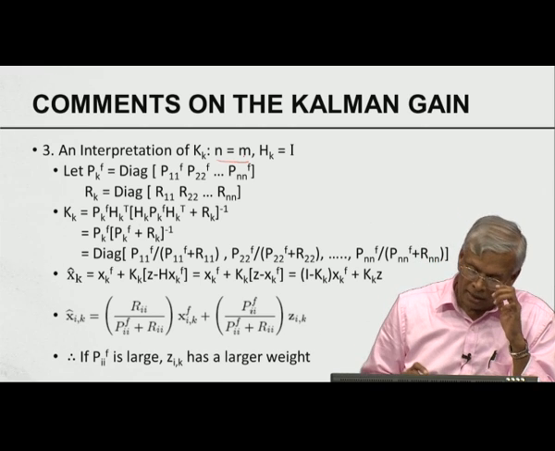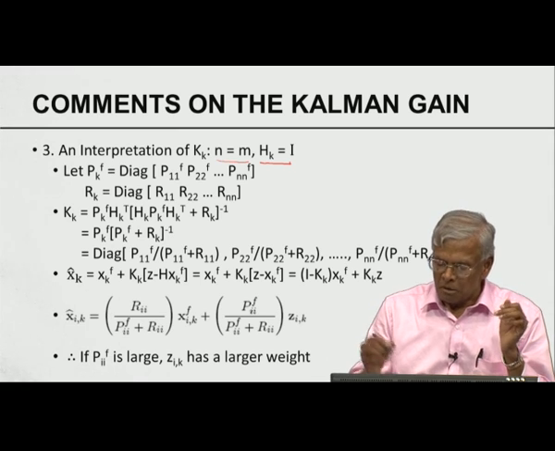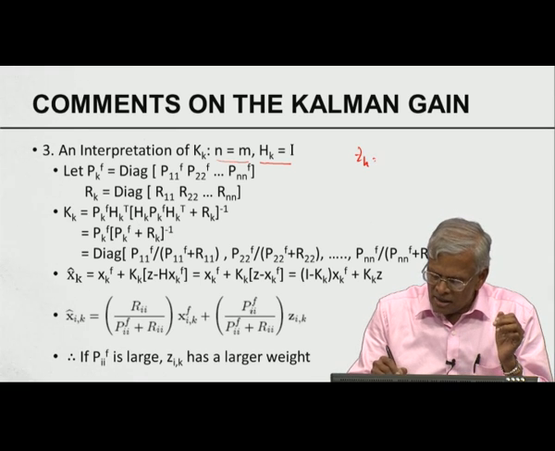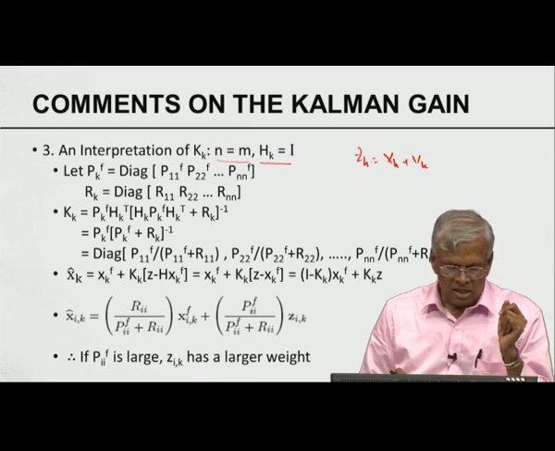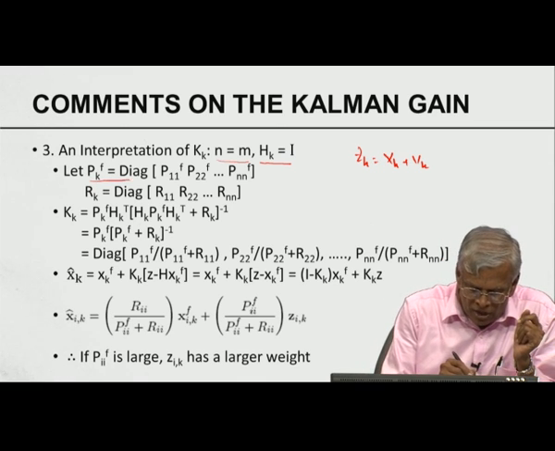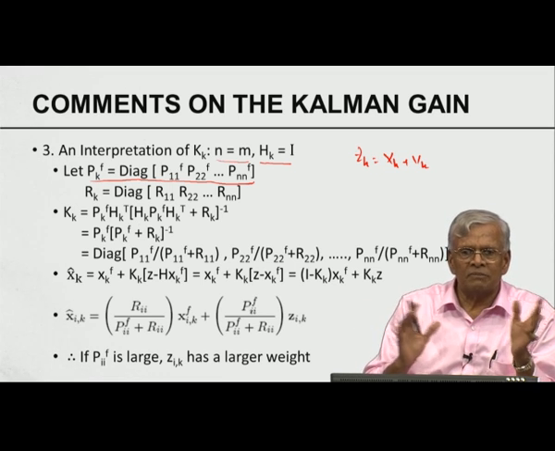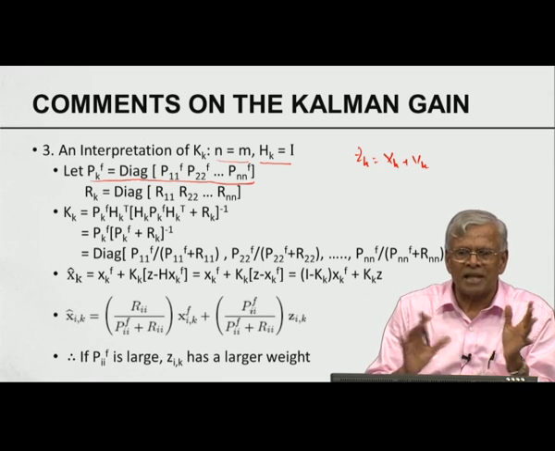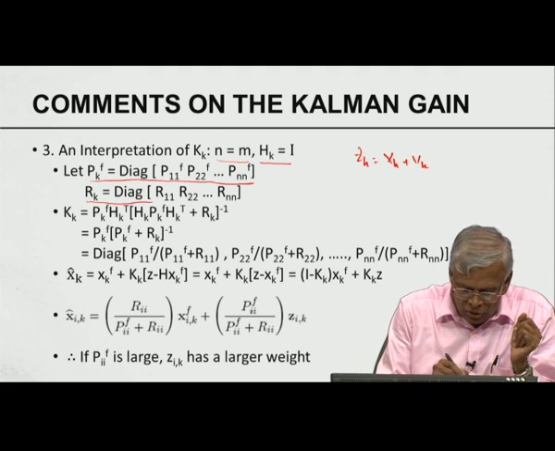Let us assume m is equal to n. Let us also assume H_k is equal to I. What does it mean? My z_k is equal to x_k plus v_k, because I am measuring the state itself. That is a very simple case. Let us also assume my forecast covariance is diagonal. In general it may not be, but I am trying to interpret things, so I can specialize many things. So I am assuming R_k is also diagonal.